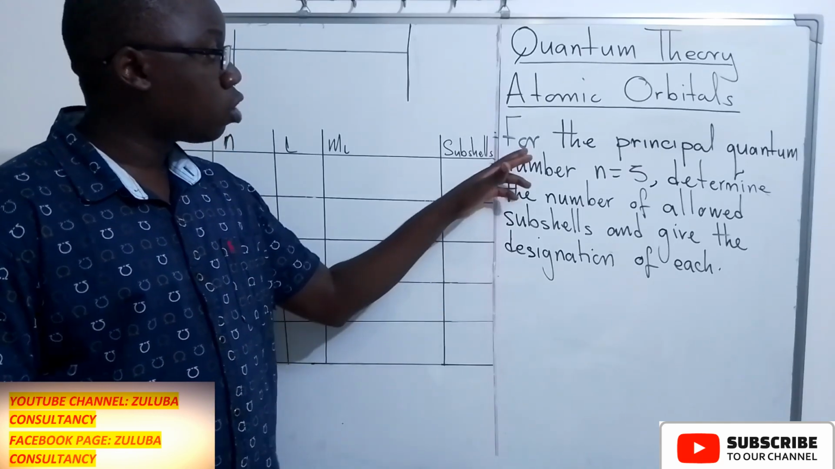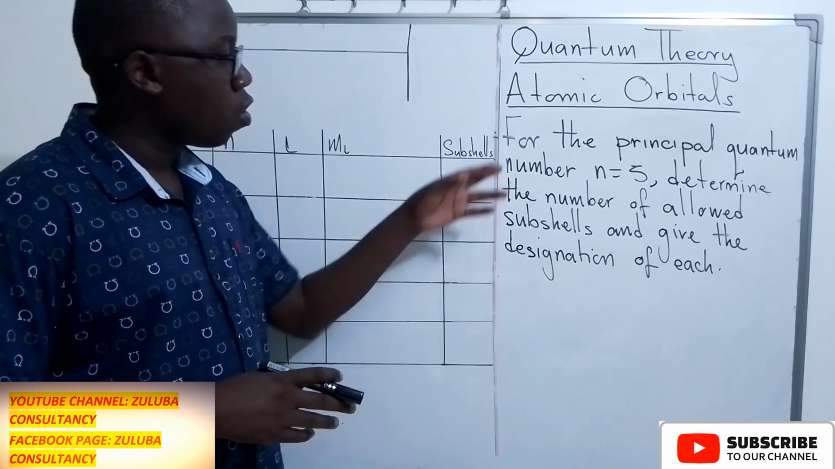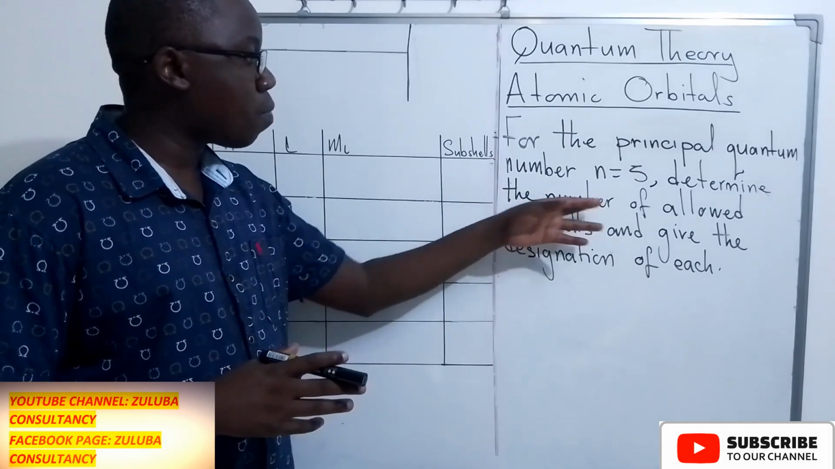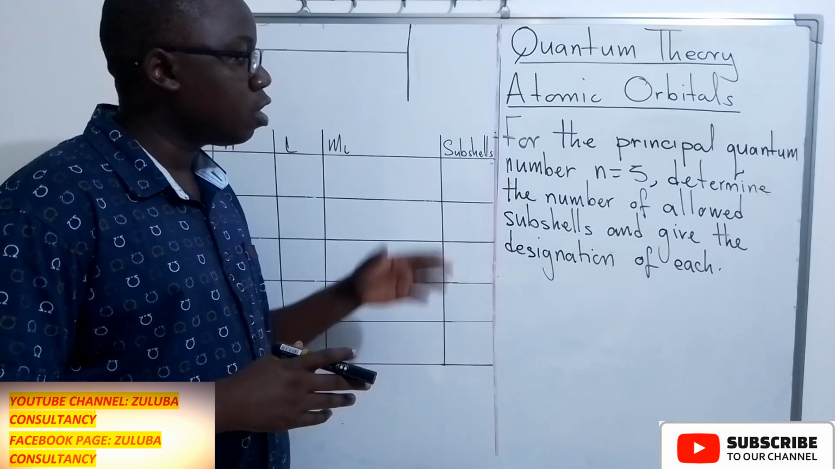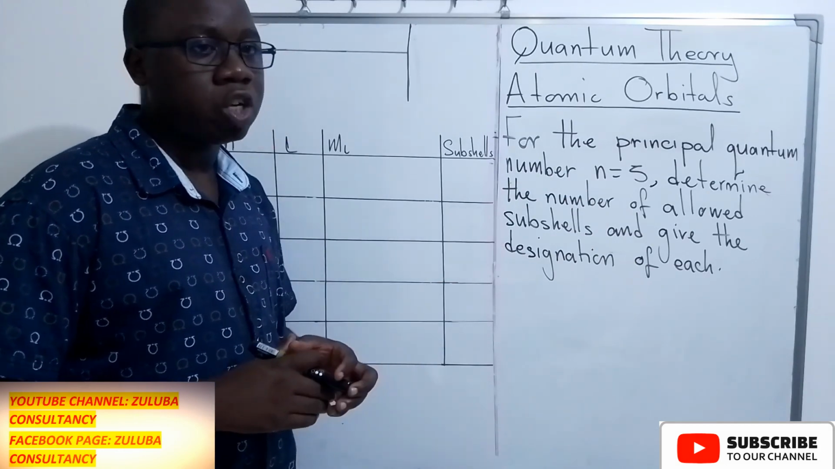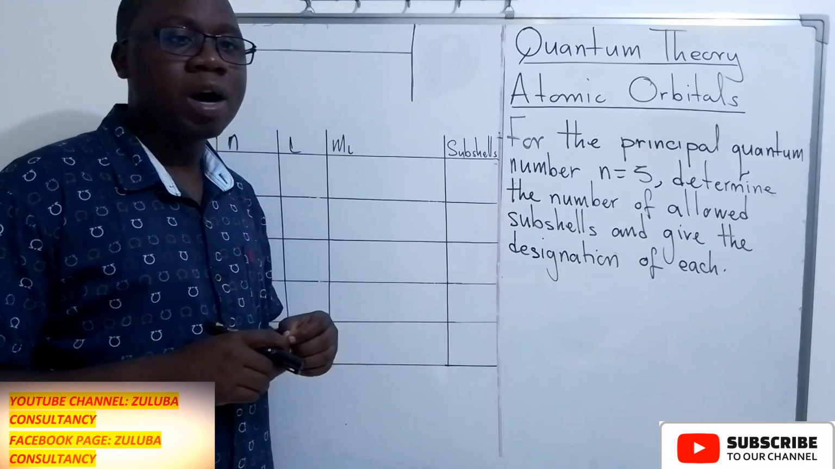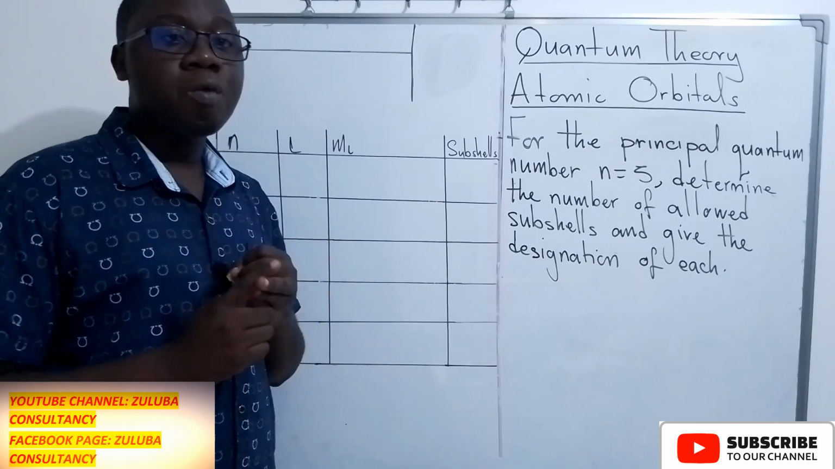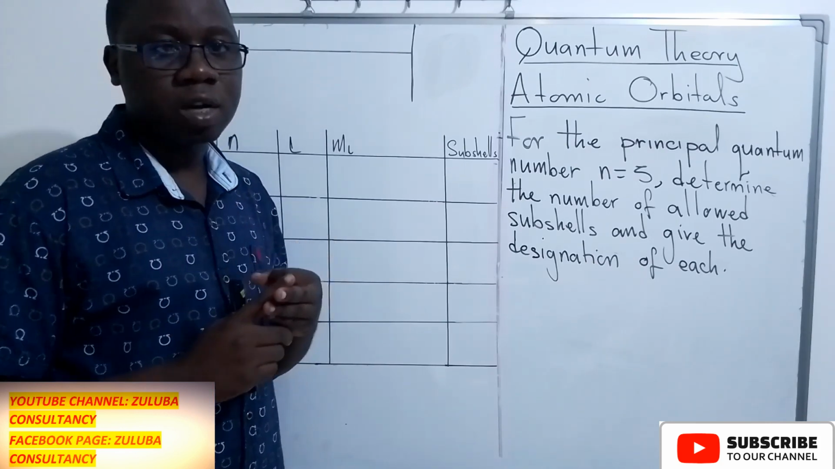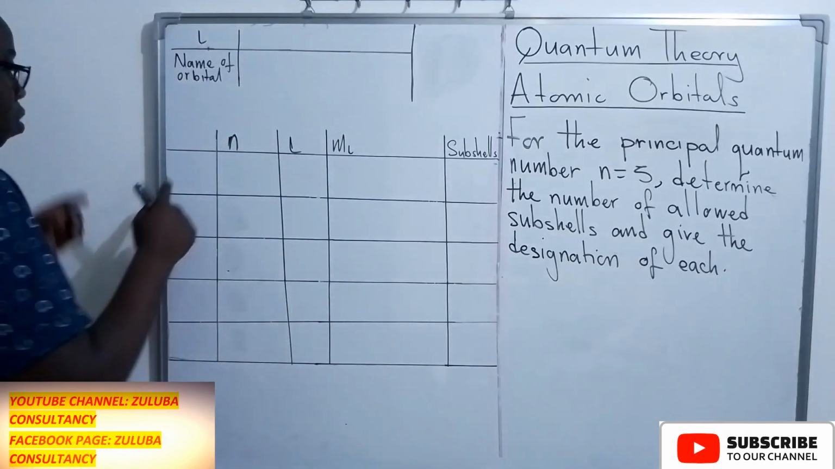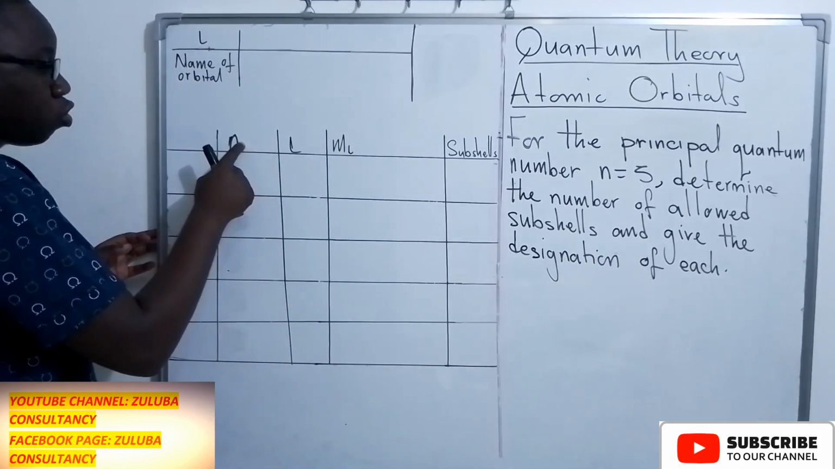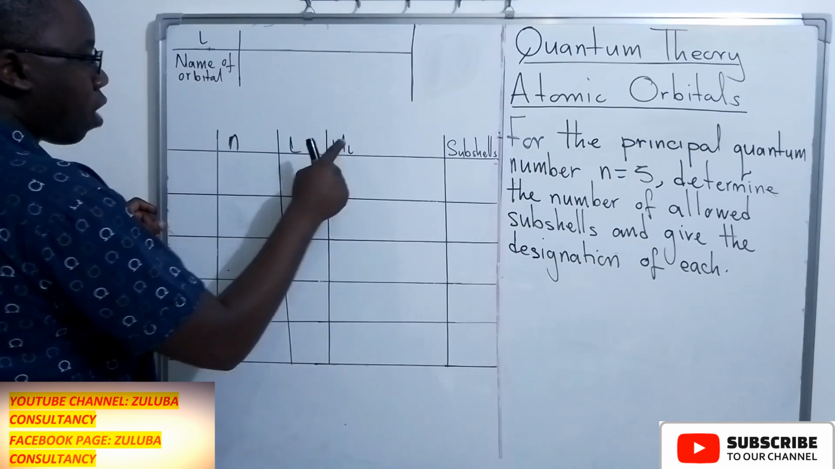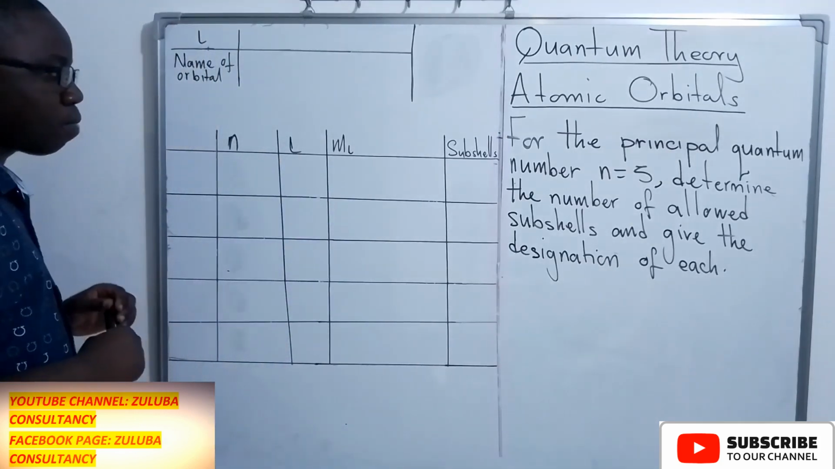In this video, we want to answer this question: for the principal quantum number n equal to 5, determine the number of allowed subshells and give the designation of each. To answer this question, we need to remember the three quantum numbers. That is the principal quantum number, the angular momentum quantum number, and the magnetic quantum number. For the principal quantum number, we use the letter n. Then for the angular momentum quantum number, we use the letter L, and for the magnetic quantum number, we use ML.